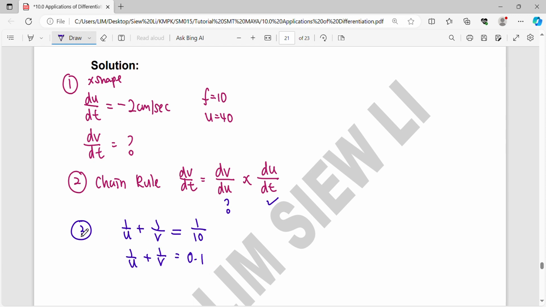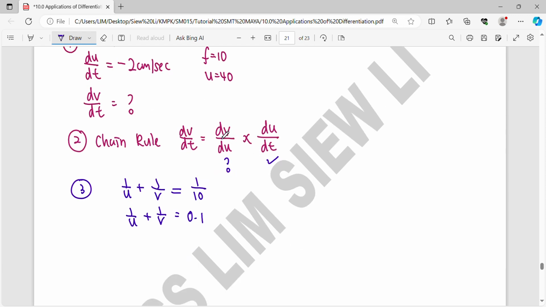So step 3 is finding the equation in a single variable, v and u only. You can see this equation is in v and u, but it is not explicit, as u and v appear together. So this is implicit, so we can differentiate it implicitly. So differentiate v with respect to u. This is the objective we want.